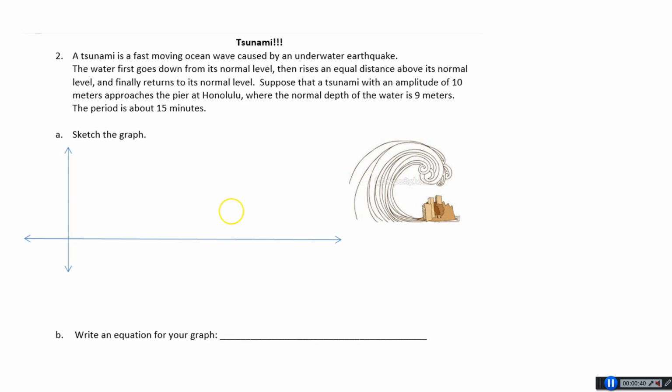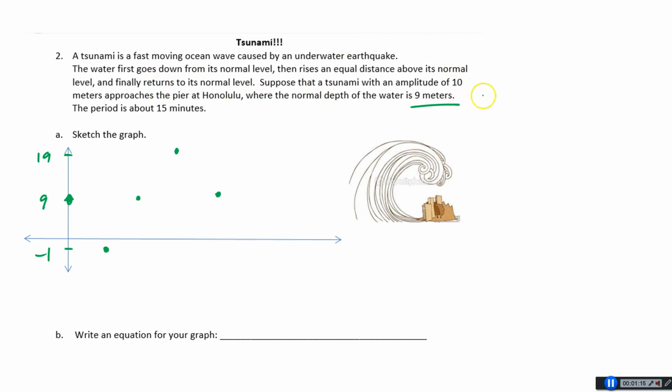Okay. So first they want us to sketch the graph. So it starts at 9 meters and it says it first goes down from its normal level, then rises the same distance. So we start at 9 meters. Let's say 9 is right here. It goes down and the amplitude is 10, so it's going to go down to -1. And then it rises the same height above. So let's say that's up here, which is going to be at 19. So down to -1, back to 9, up to 19, and then back down to 9. Okay, so down, up, and then returns to its normal level.